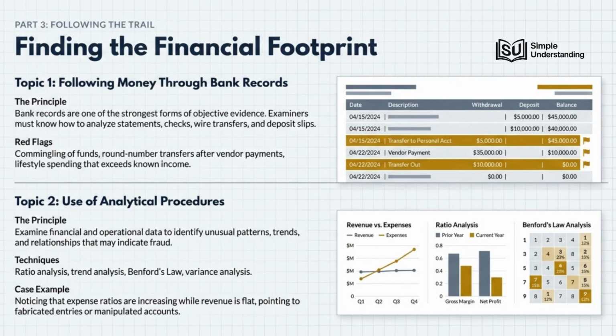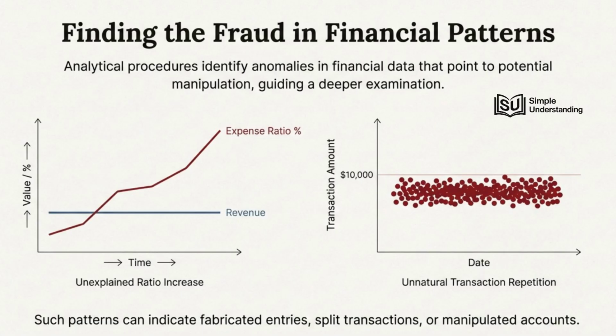In real cases, an examiner may notice that expense ratios increase while revenue remains stable, or that certain transaction amounts repeat unnaturally. Such patterns can point to fabricated entries, split transactions, or manipulated accounts, guiding deeper examination.